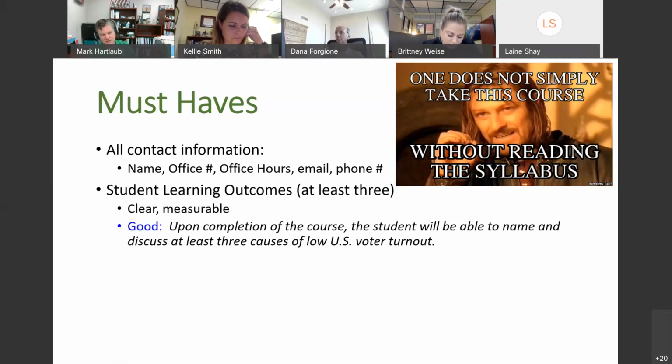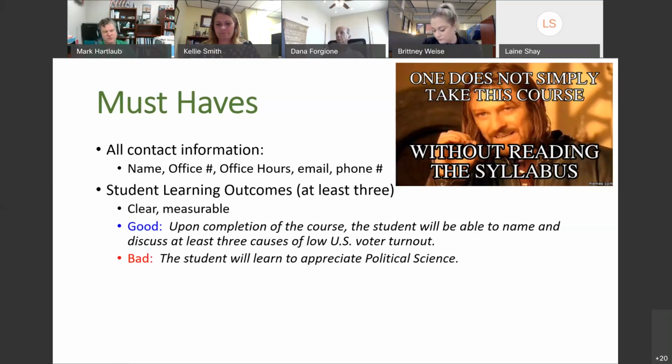So something like this: upon completion of the course, the student will be able to name and discuss at least 3 causes of low U.S. voter turnout. Okay. Is that measurable? Yes. If that's the question on the exam, either they do it or they don't do it. That's pretty good. They need to be clear. They need to be measurable.